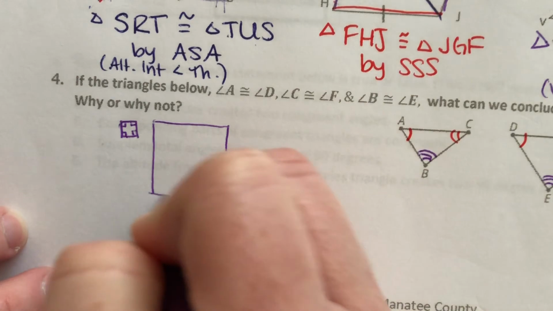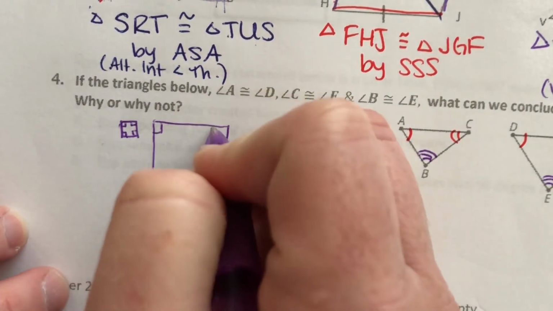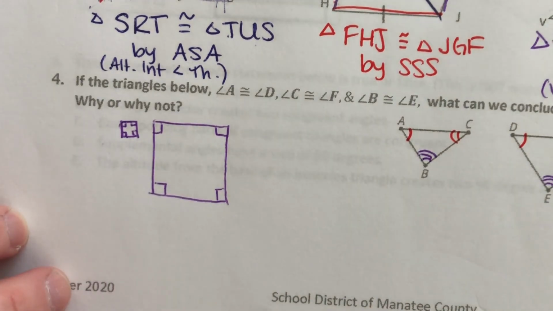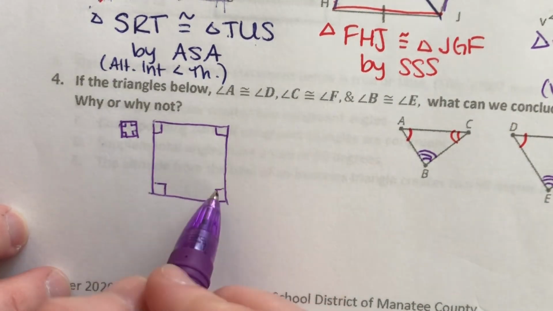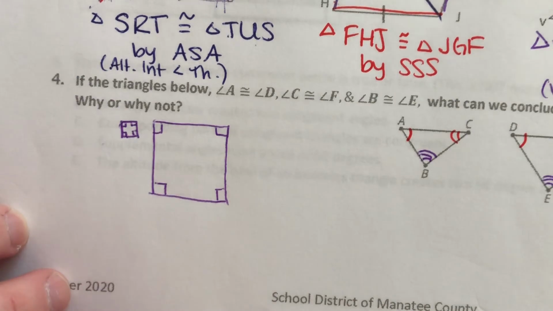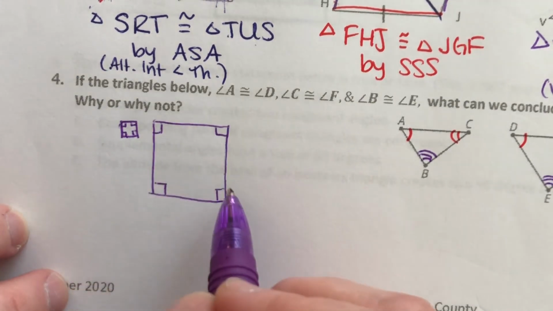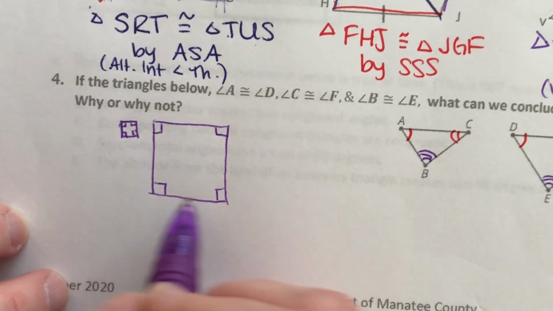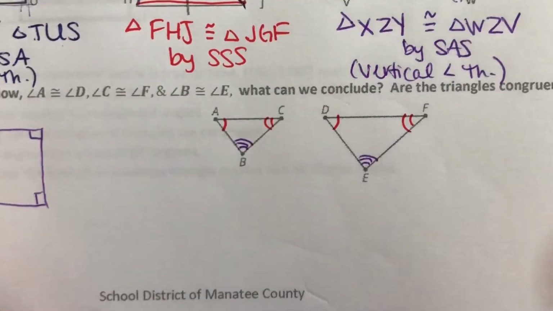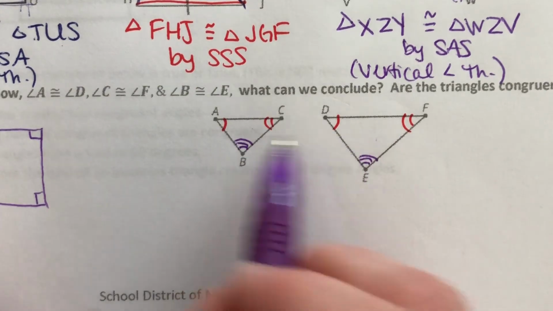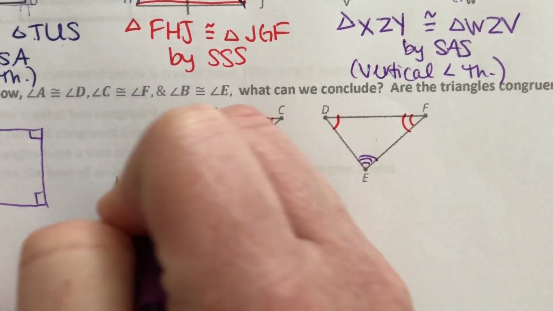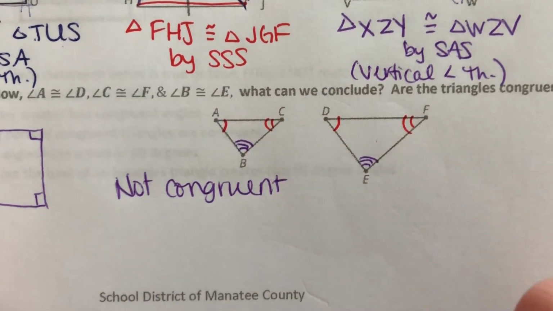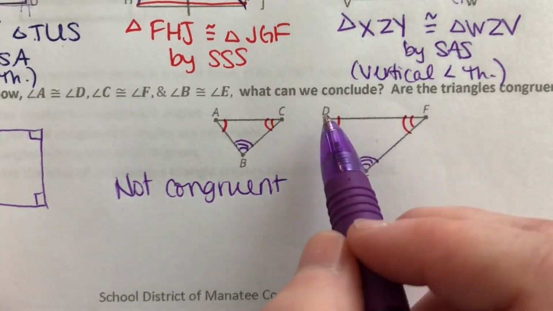This is my humongous square. And still, all 4 corners are 90 degrees. So are these 2 squares congruent? Are they the same size? No. Well, all their angles are the same size. Why aren't they the same size? Because it doesn't matter. The side lengths can be different. They can have the same angle measure, but if the sides aren't the same, they're not congruent. So we cannot conclude that these are congruent. Not congruent. Sometimes they could be congruent, but not necessarily. We have to know something about the side lengths.